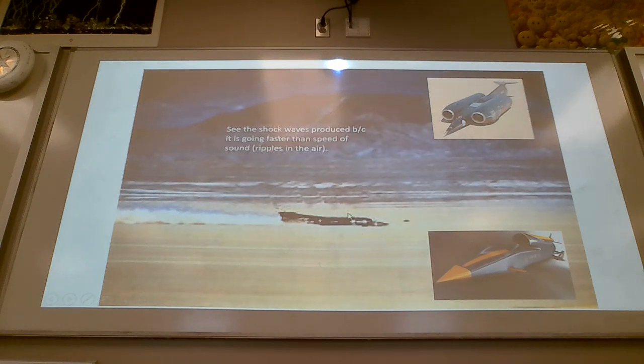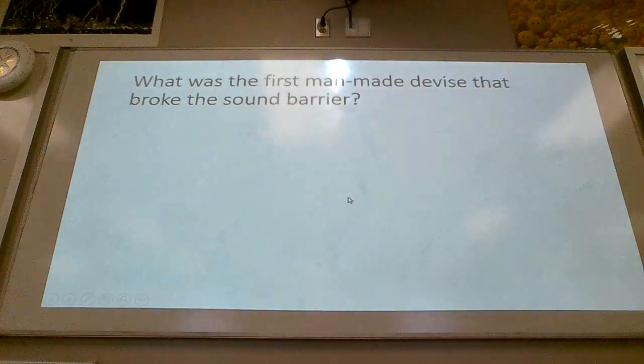So we've got cars that go faster than the speed of sound, like rocket cars. You can see the shock waves being developed here. When was the first time that we had a man-made thing go faster than the speed of sound?